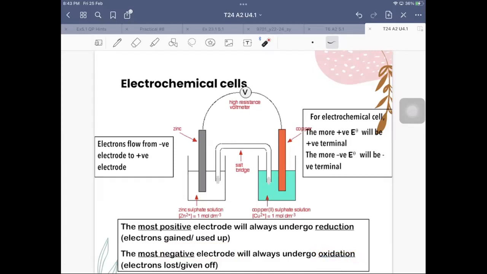So the flow of electrons is also from the negative electrode to the positive electrode, because the negative electrode is where oxidation is happening, where you lose electrons, you give away electrons. So the electrode that has oxidation reaction happening will supply the electrons needed for the reduction reaction, because reduction is the gain in electrons.